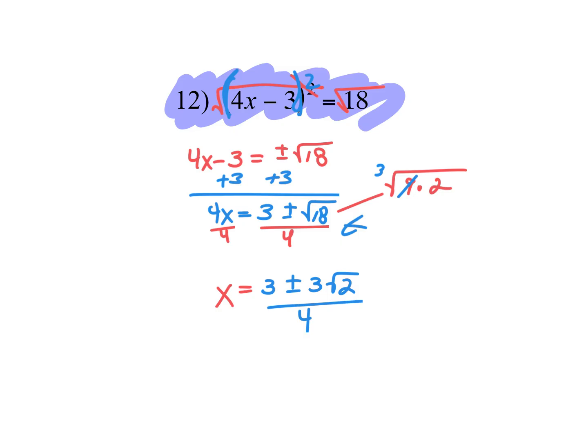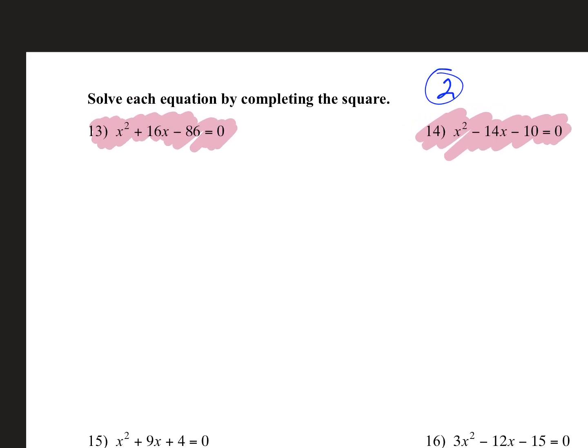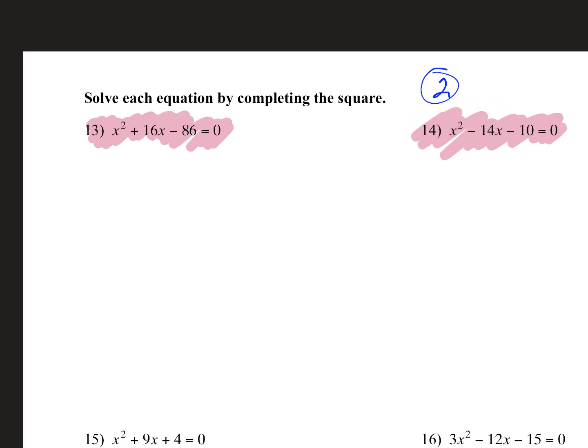2 from each section, and then there's 2 that's just going to say solve, so you can do whatever you want. So then, let's do this section. This one says solve each equation by completing the square. I promise you the completing the square ones are going to be basic like this. Your A term, the number in front of x squared, is going to be 1, and your B term is going to be even, so it makes no fractions or anything like that.